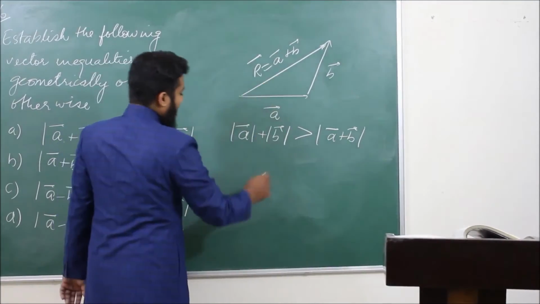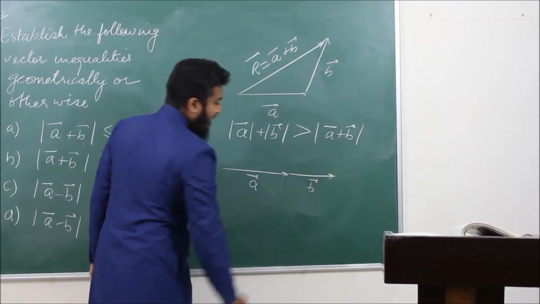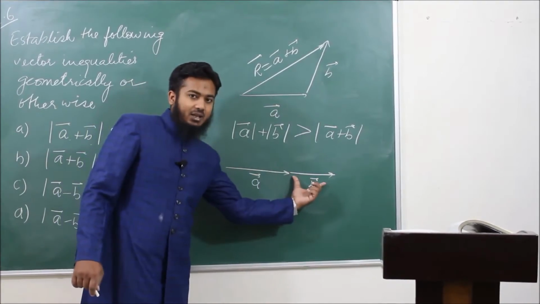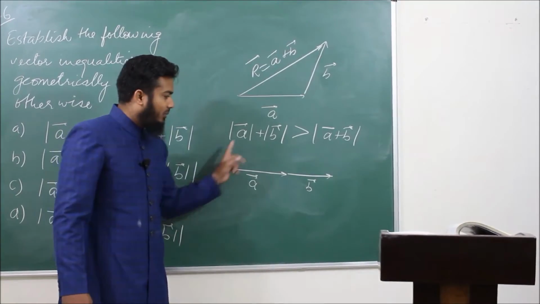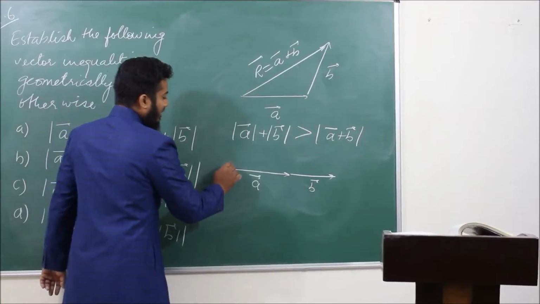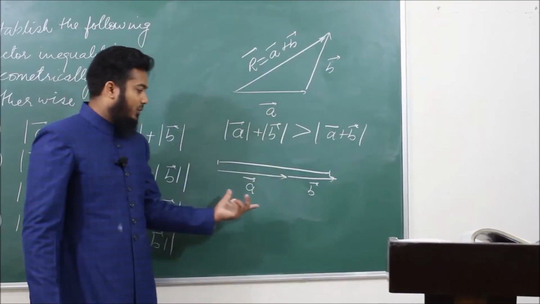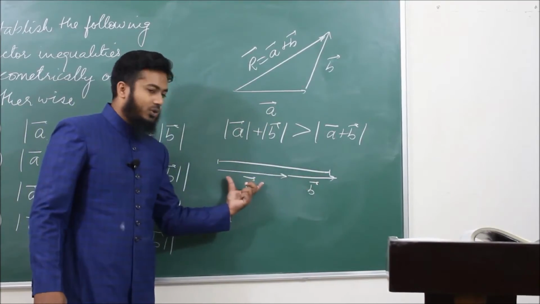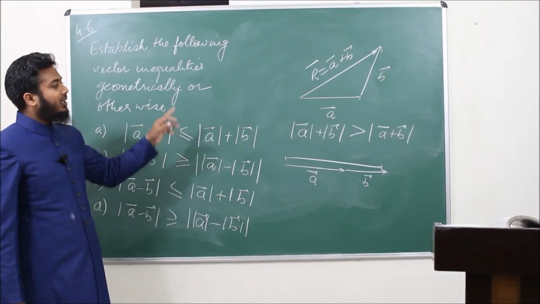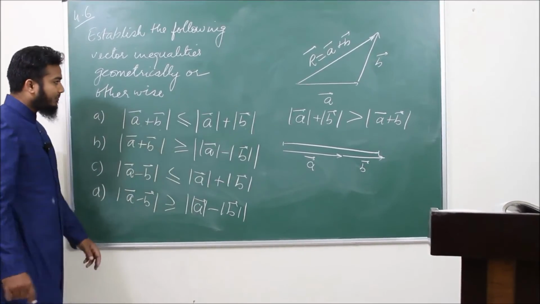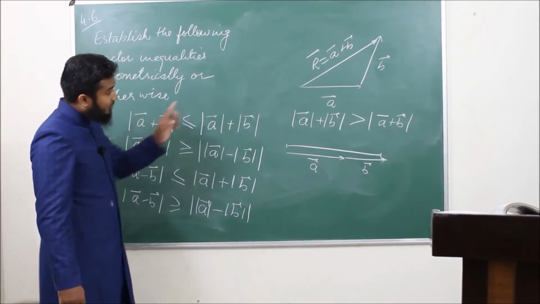Let's see. If the 2 vectors are collinear, this is vector A and this is vector B. So this length plus this length will be equal to the length of A plus B. The resultant will be A plus B, so the length of A plus B is from here to here. So of course you can see that the length of A plus B is equal to the length of A plus the length of B. So this equality comes into picture when the vectors are collinear. And the next part we can do from the same figure.